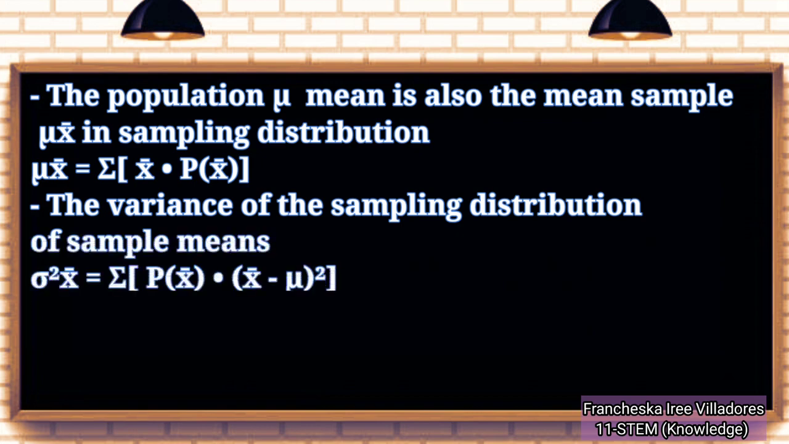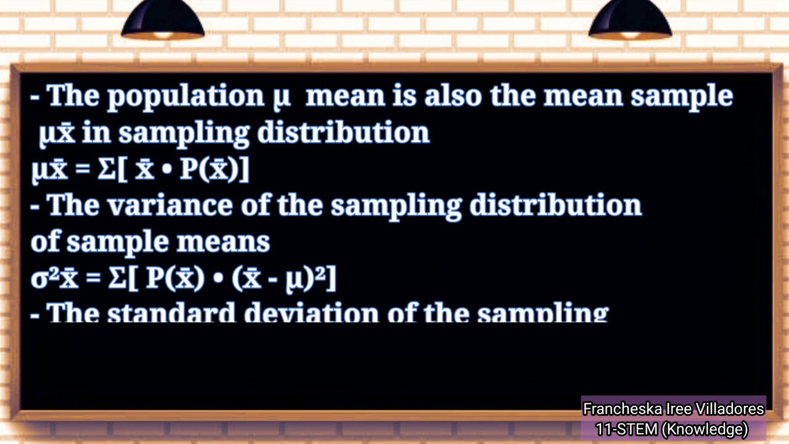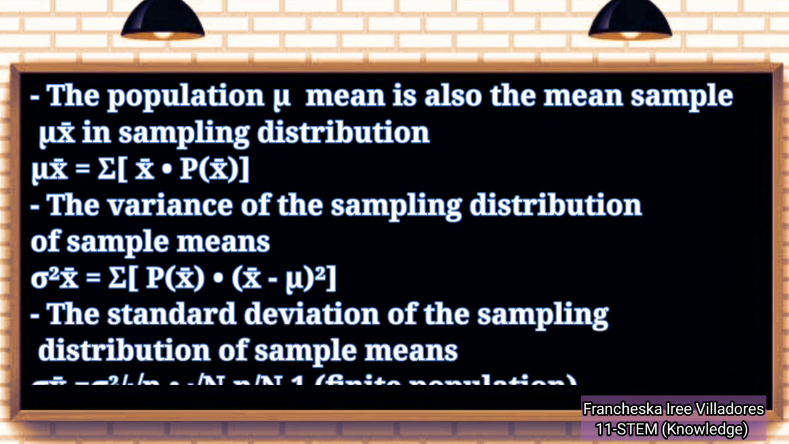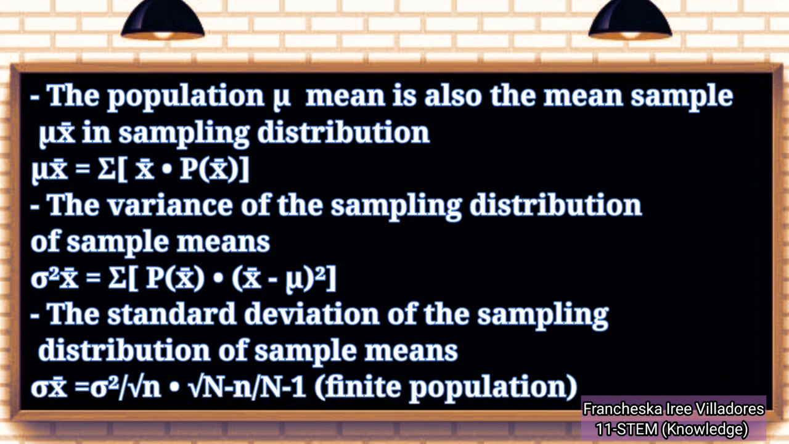To compute the variance of the sampling distribution of the sample means, the formula we're going to use is sigma squared for sampling distribution of sample means, is the summation of the probability of the corresponding sample mean times the sample mean minus the population mean squared.